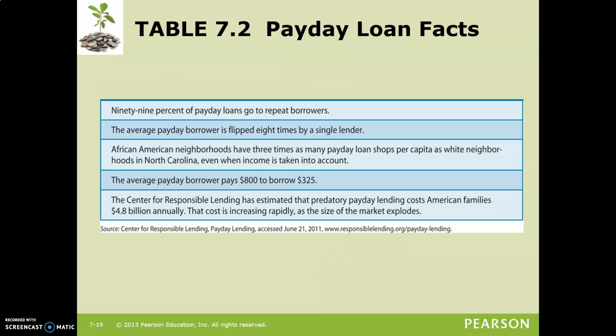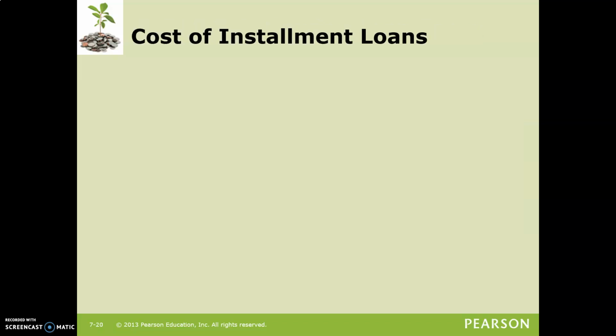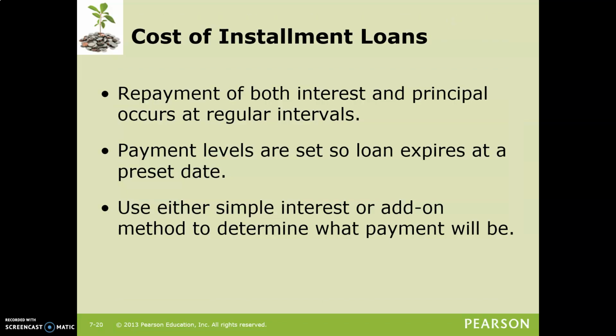So some facts on payday loans. 99% of payday loans go to repeat borrowers. The average payday borrower is flipped 8 times by a single lender. Okay, this one you can read.